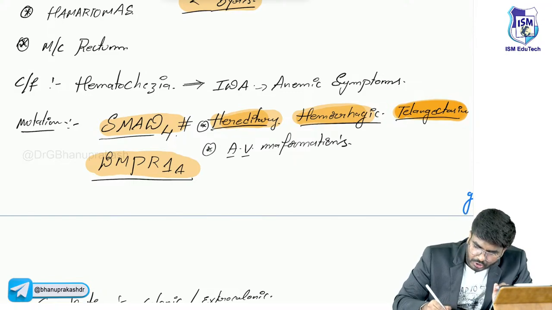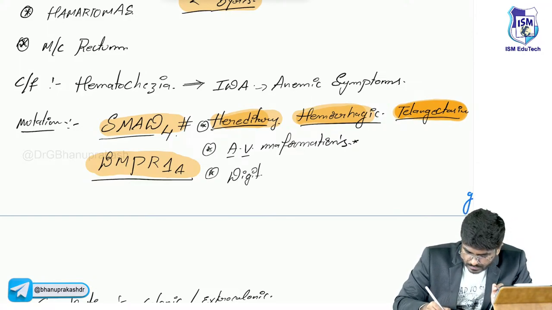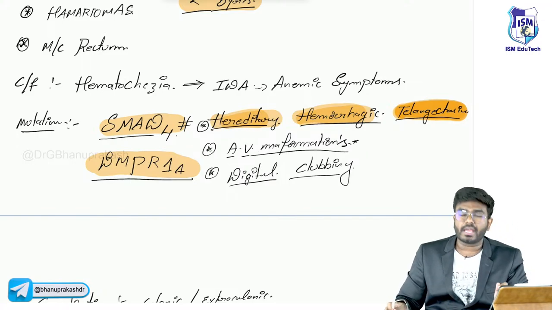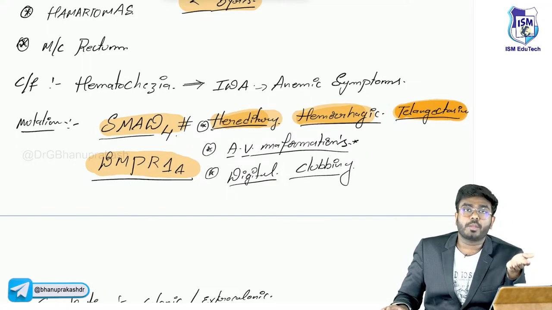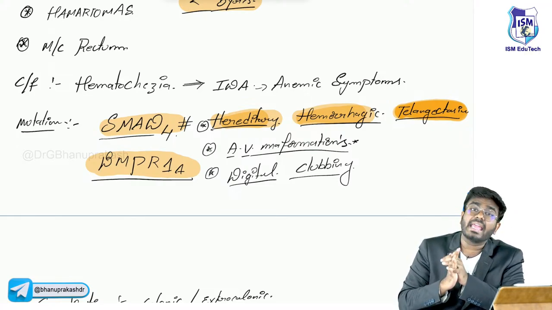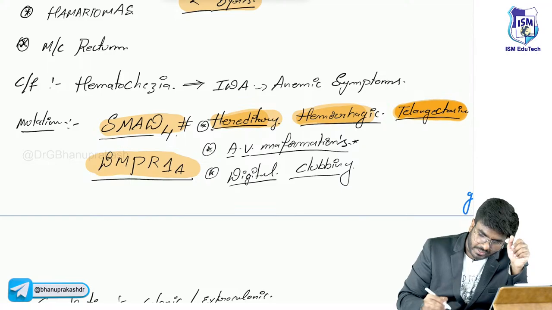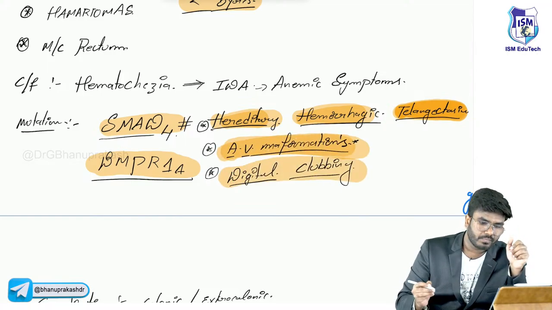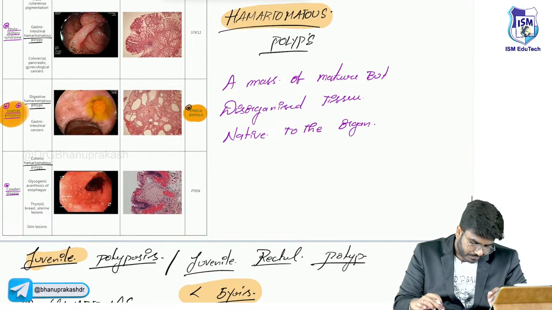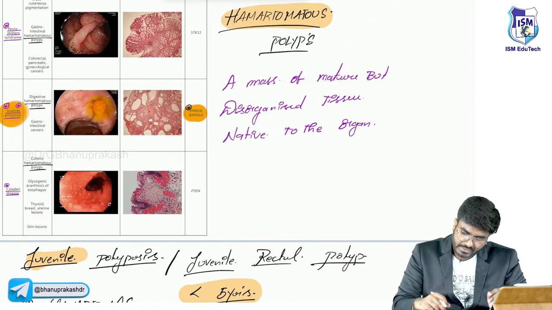Okay, arteriovenous malformations are going to be seen. Because of this AV malformation, the patient is even having distal clubbing. The distal clubbing can be seen. So these patients, rather than polyps, can also have hereditary hemorrhagic telangiectasias, AV malformations, and distal clubbing can be seen. Okay, so these are some important points about juvenile polyposis or rectal polyp.